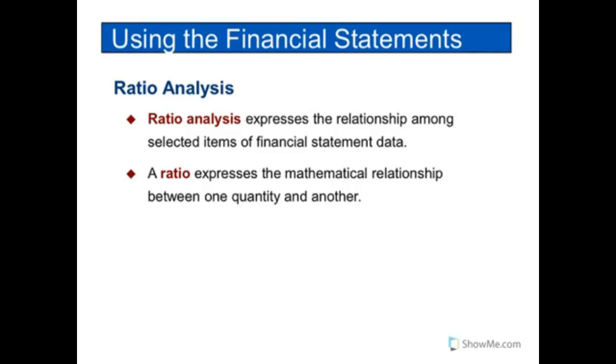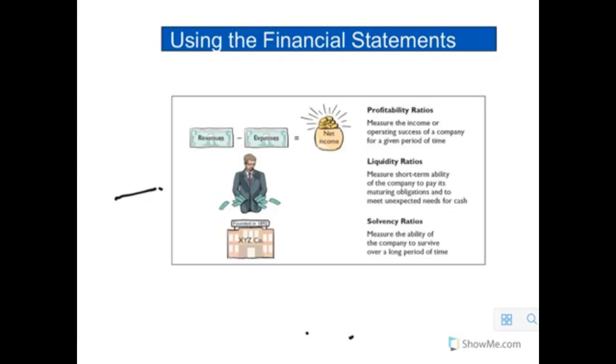Using those statements, we now apply what's called ratio analysis. Ratio analysis is a way of expressing a relationship between different parts of both financial statements. A ratio is simply a mathematical relationship between one part of the income statement or balance sheet and another part of the income statement and balance sheet. And this relationship is a series of ratios that we are just beginning to introduce now. These ratios are actually in three categories.